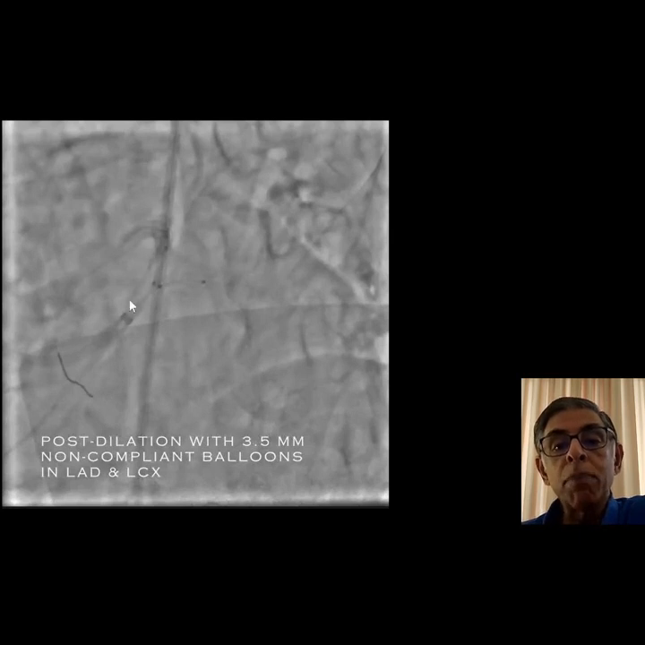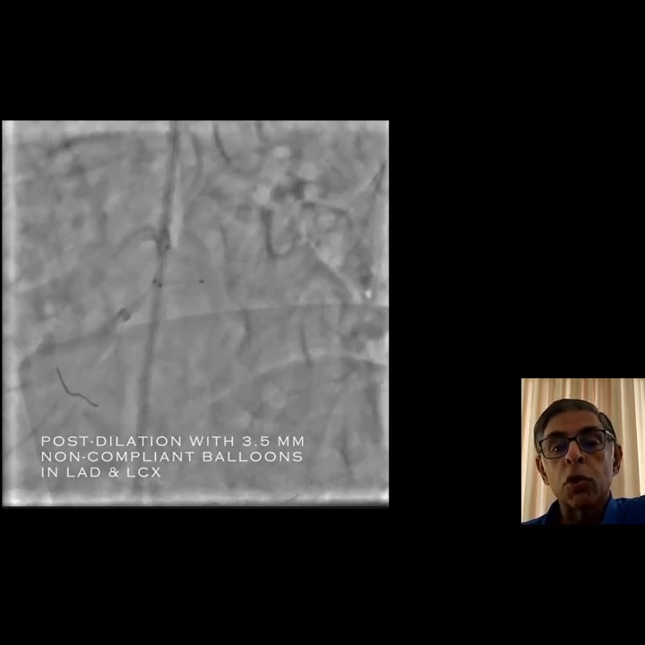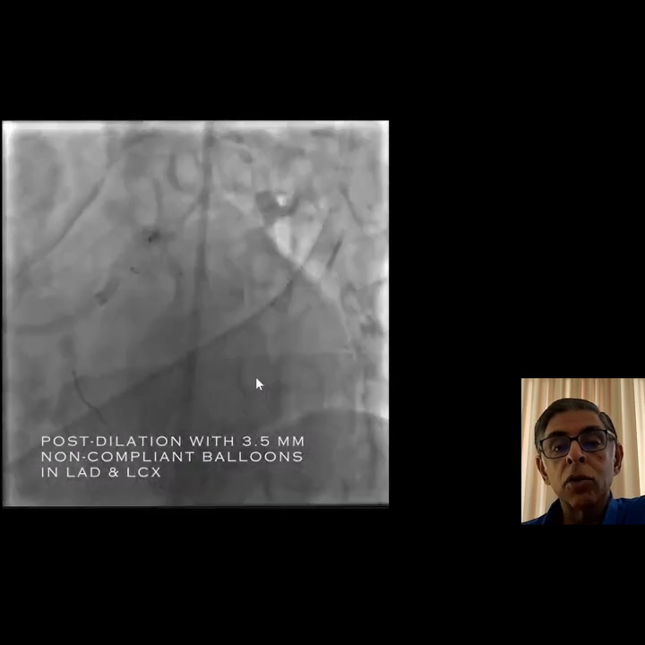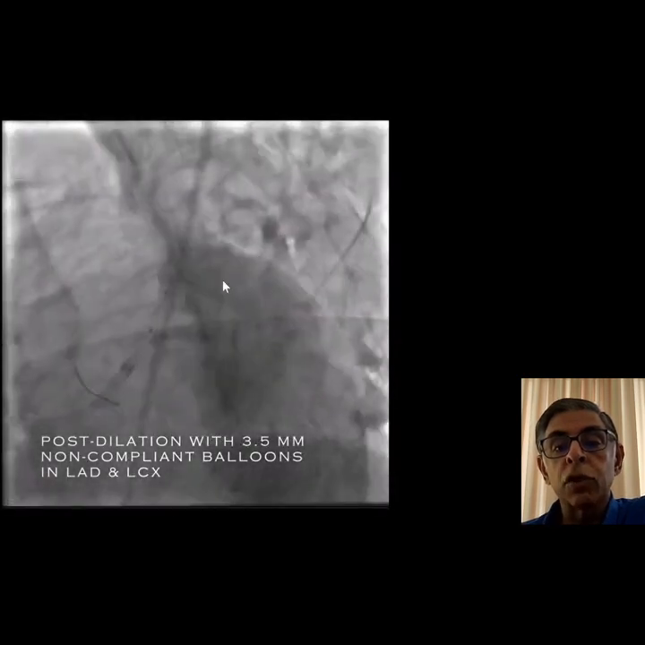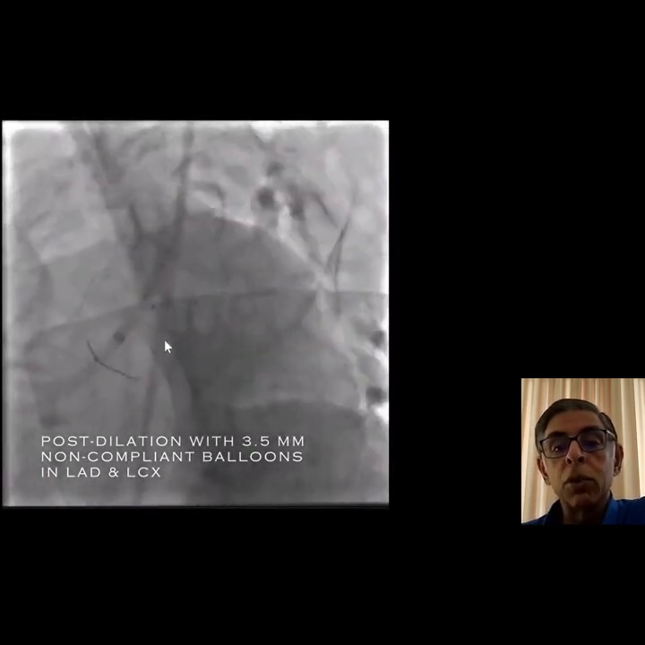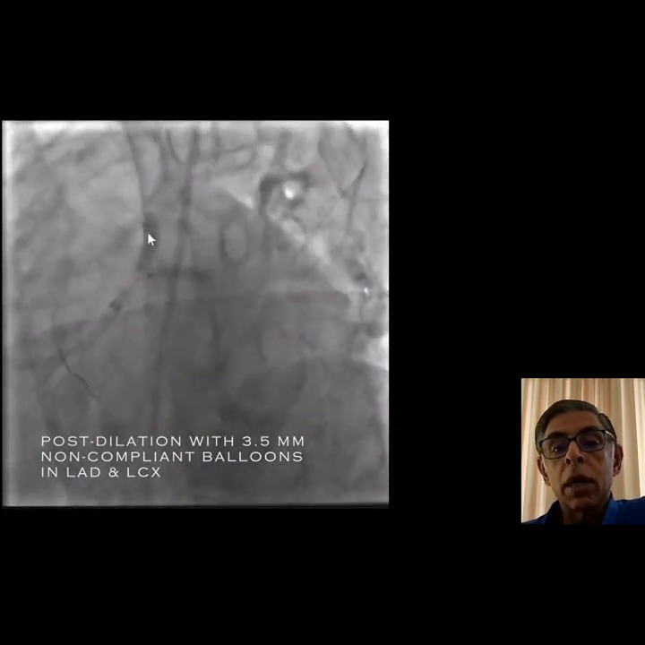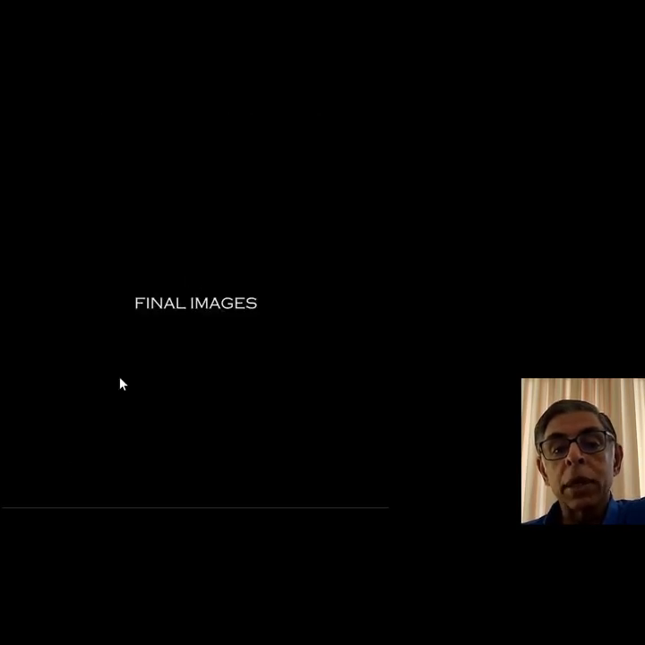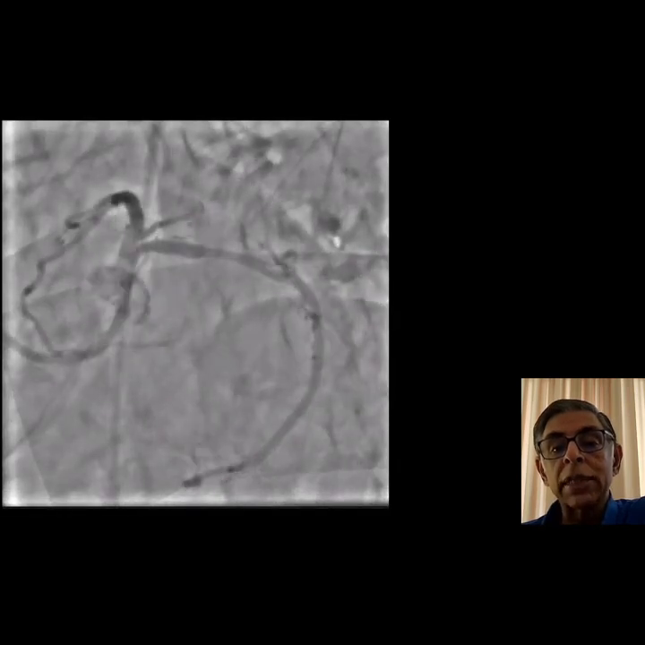We then went ahead and post-dilated with, in each limb, a 3.5 non-compliant balloon, same length, and did the same thing, high pressure in each limb and then final kissing at low pressure, and that's shown over here. And again, the idea is to prevent any crushing of the stent if you deploy a balloon only on one limb. So high pressure in each limb and then low pressure kissing. And these are the final images that you can see, and reasonably acceptable result.